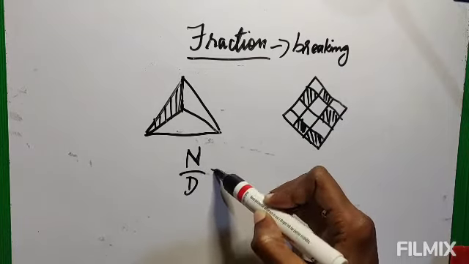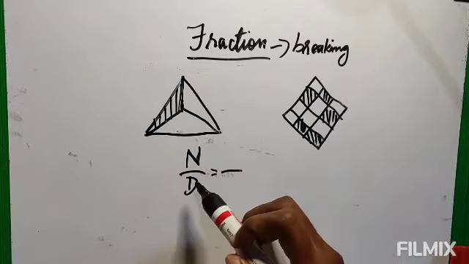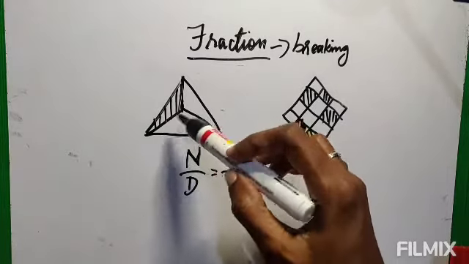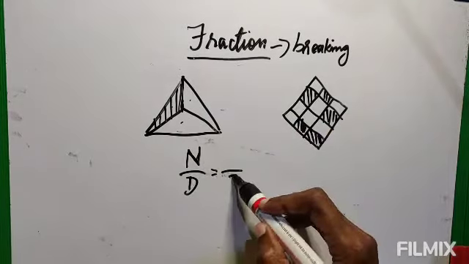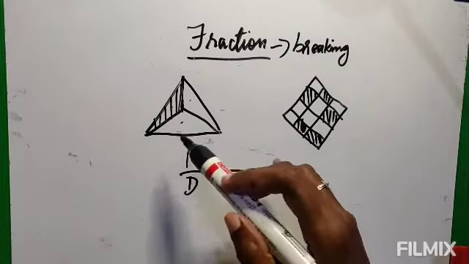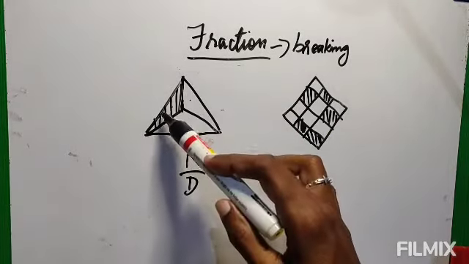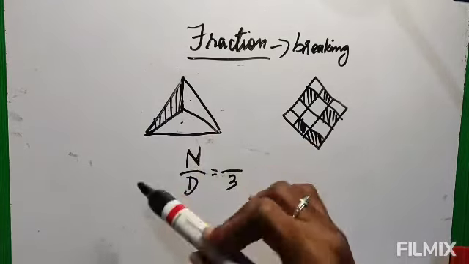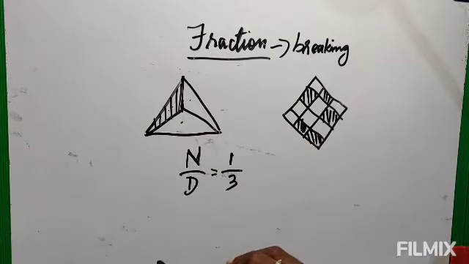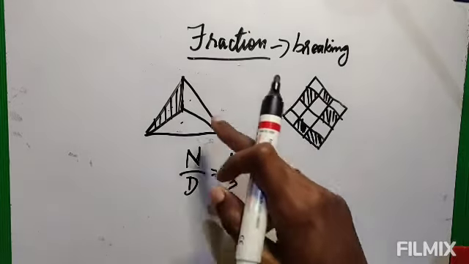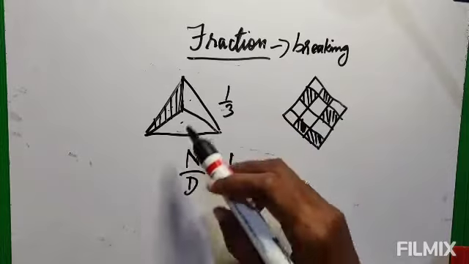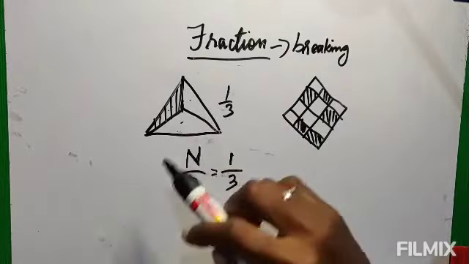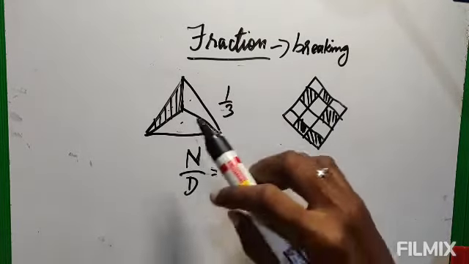I told you in the denominator you have to write the total number of equal parts. So in this triangle the total number of equal parts is 1, 2, 3. There are 3 equal parts, so you will write 3 down. Again, how many are shaded? Only one part is shaded, so you will write on the top 1. So this figure represents the fraction 1 by 3.